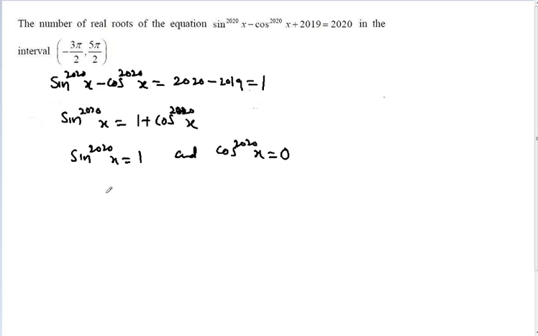Here, the given interval is minus 3 pi by 2 to 5 pi by 2, so x is equal to minus 3 pi by 2, pi by 2, and 5 pi by 2. These are the solutions of the given equation.